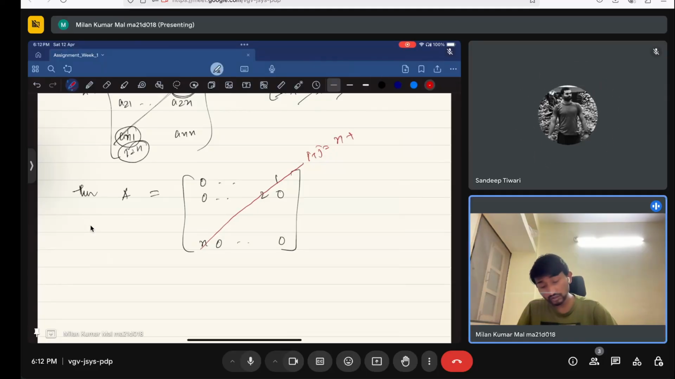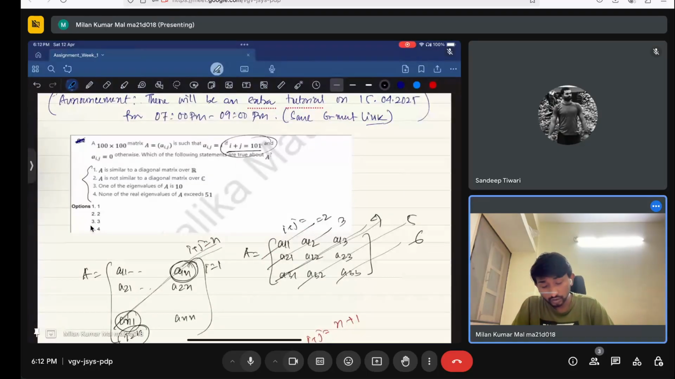So therefore, you get the matrix. So what is the question? Next, look at the question. Which of the following statements are true about A? A is similar to a diagonal matrix over R. A is not similar to a diagonal matrix over C. One of the eigenvalues of A is 10, and none of the real eigenvalues of A exceeds 51.